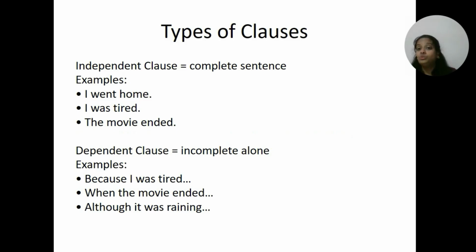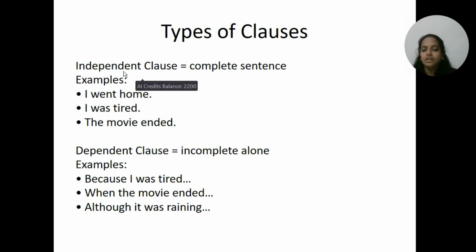Now, let me tell you the types of clauses. I'm not going to bore you with grammar jargon. You just need to know this. What is an independent clause and what is a dependent clause? I'll show you a simple example. When we say independent clause, it's a complete sentence. I went home. I was tired. The movie ended. Simple, right?